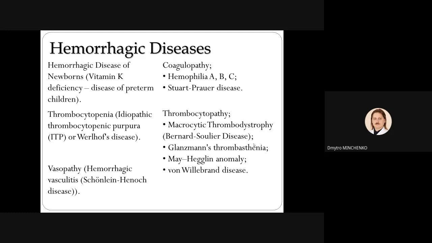Coagulopathies, we have hemophilia, A, B, C, Stewart-Prower disease, pseudohemophilia. Thrombocytopathy, macrocytic thrombodystrophy, Bernard-Soulier disease, very rare. Glanzmann's thrombocythemia, also very rare. May-Hegglin anomaly, also very rare. And von Willebrand's disease, more or less common from this group.